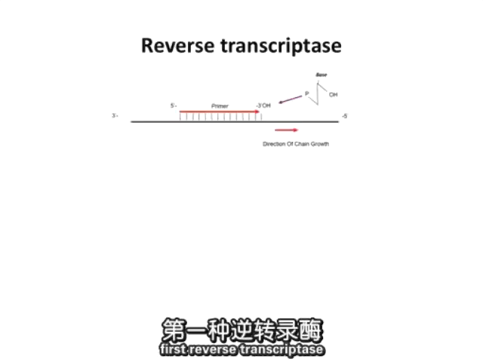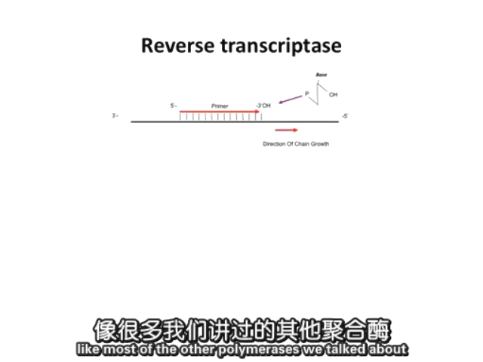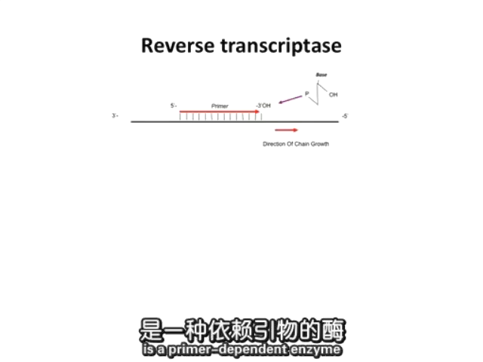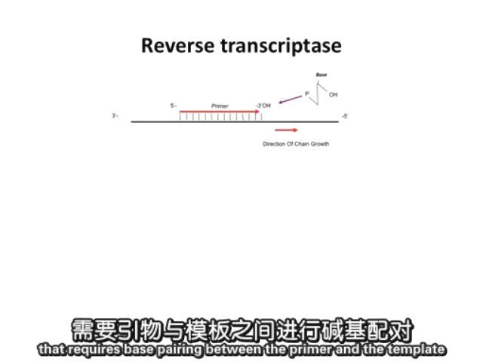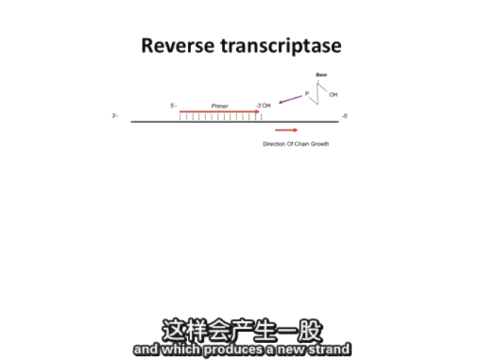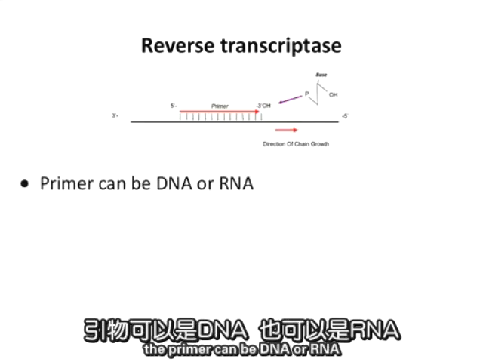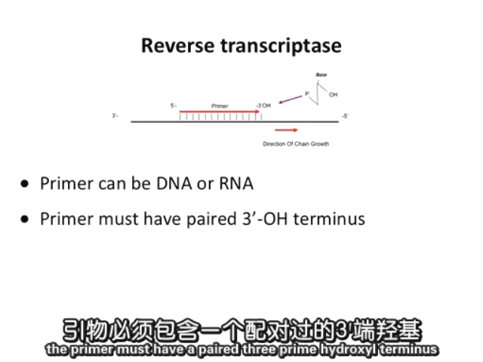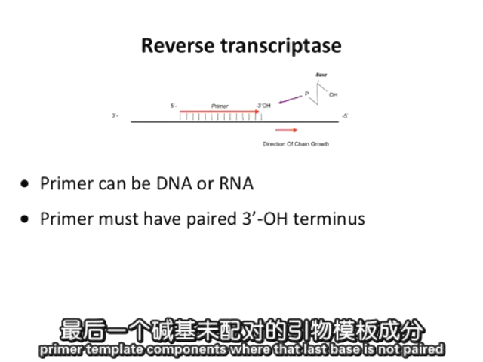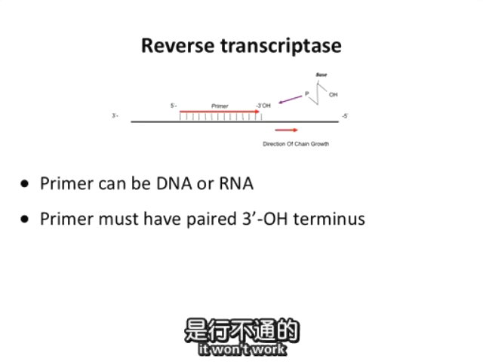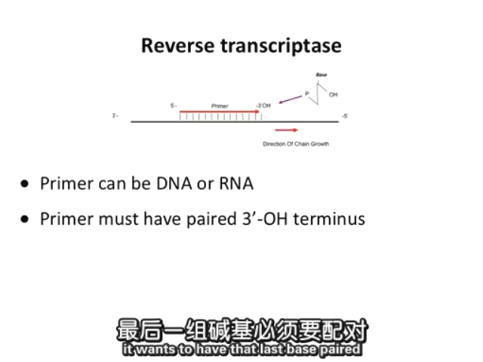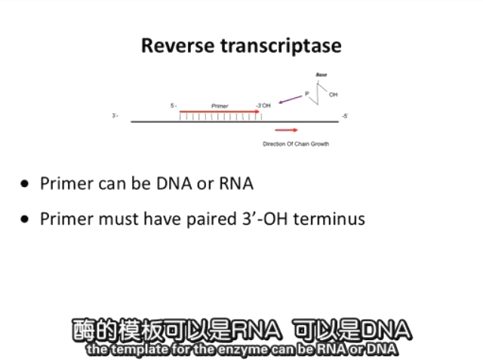First, reverse transcriptase, like most of the other polymerases we've talked about, is a primer-dependent enzyme that requires base pairing between the primer and the template, and which produces a new strand in the 5' to 3' direction. The primer can be DNA or RNA, it doesn't matter which. The primer must have a paired 3' hydroxy terminus. Primer-template components where that last base is not paired won't work. It wants to have that last base paired. The template for the enzyme can be RNA or DNA.